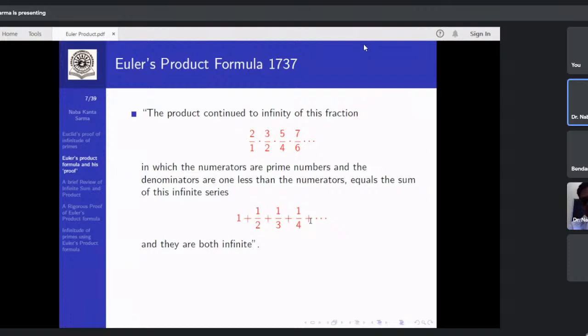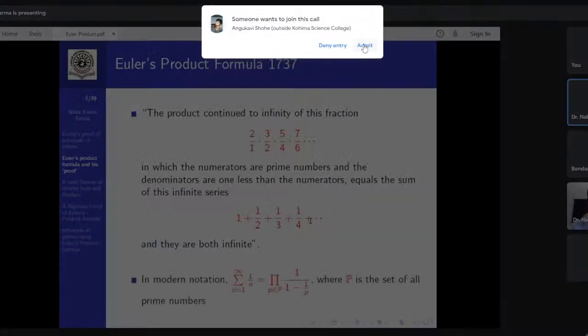The concept of infinity was mainly introduced more rigorously by Georg Cantor. But Cantor was born only in 1845, more than 100 years after Euler found this formula. And Euler also gave a proof of this formula, which we shall see now.